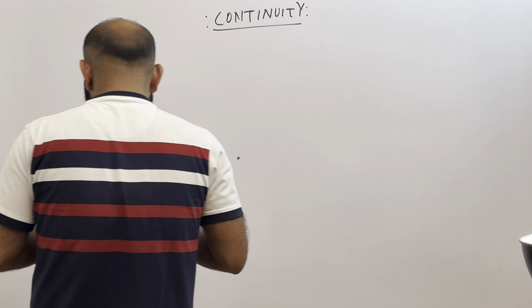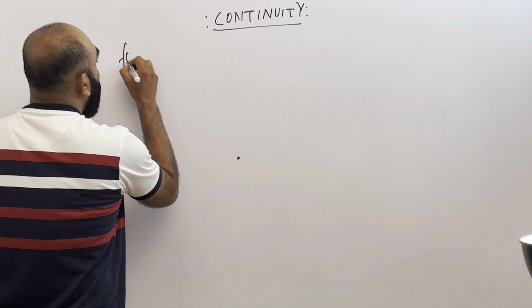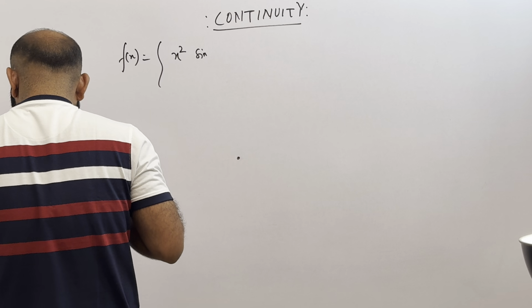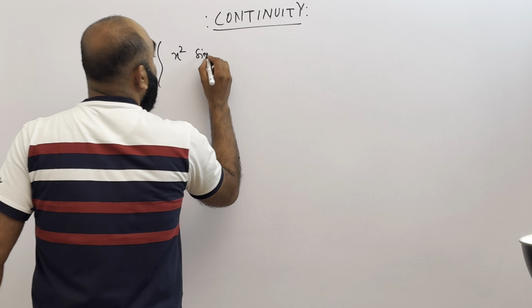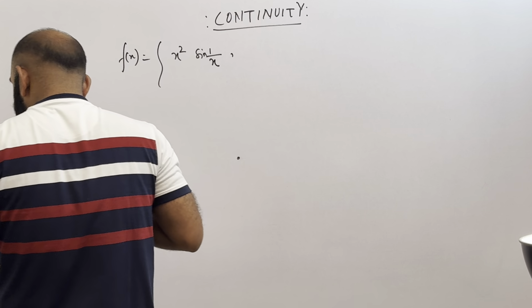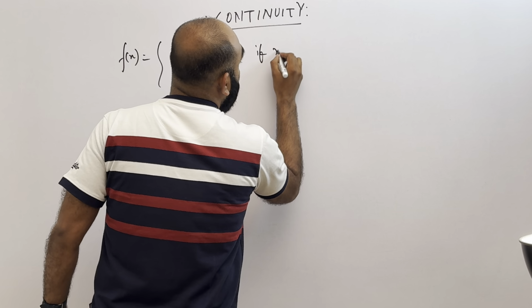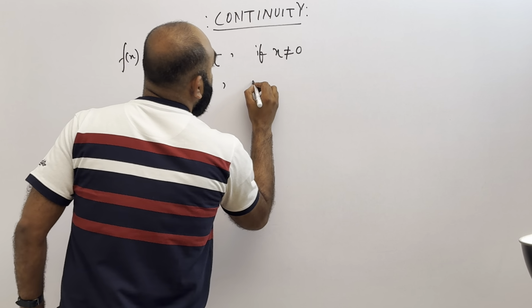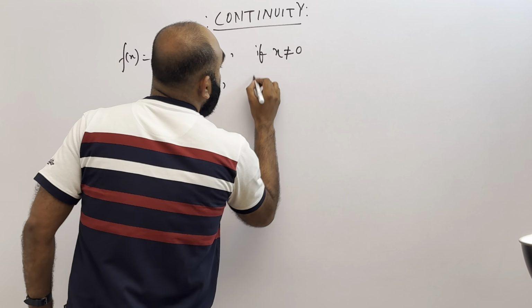The first question was: you have been given a function f of x equal to x square into sine of 1 by x, and this function is valid if x is not equal to 0, and f of x is equal to 0 if x is equal to 0. They are interested in finding out whether the given function is continuous at x equal to 0. Write down the question.